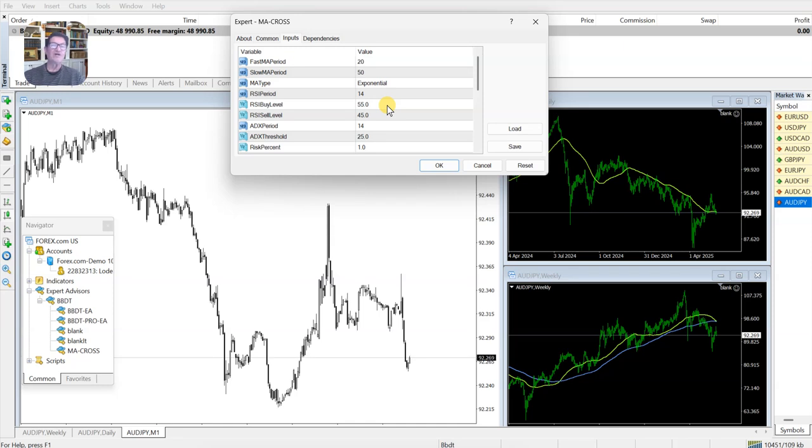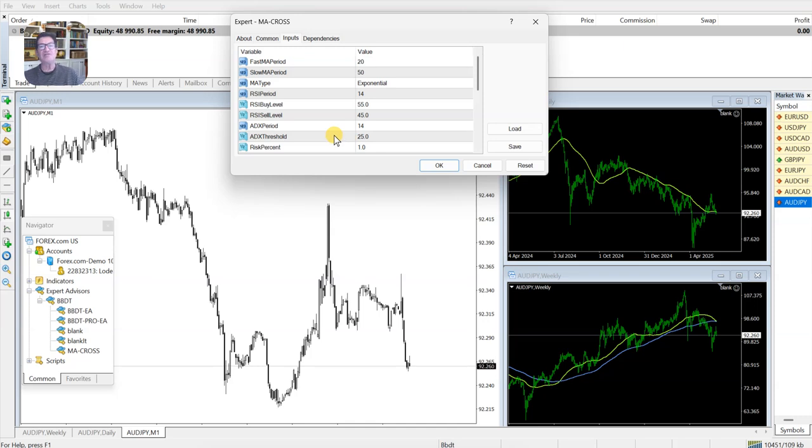So we're moving on to the ADX. The ADX, which stands for average directional movement index, is nothing more than a trend strength indicator. That's all it is. Again, the period is 14 days as the default setting, and the threshold that we use is 25.